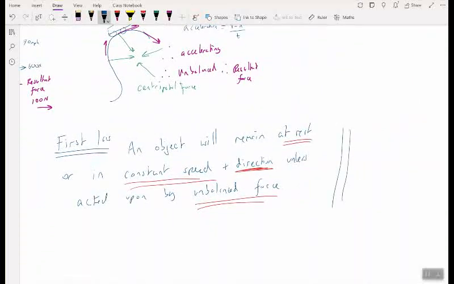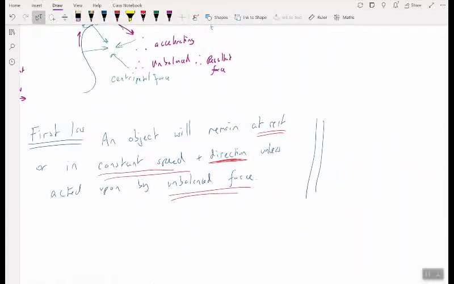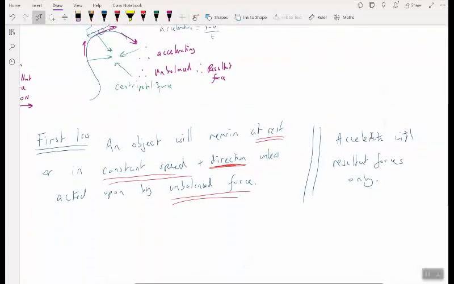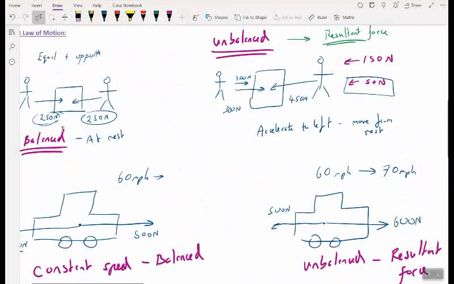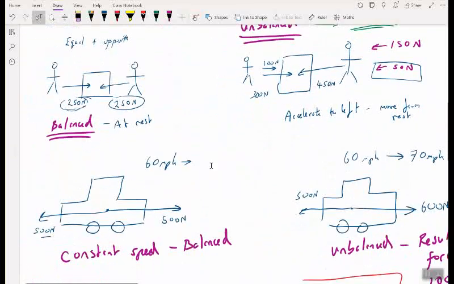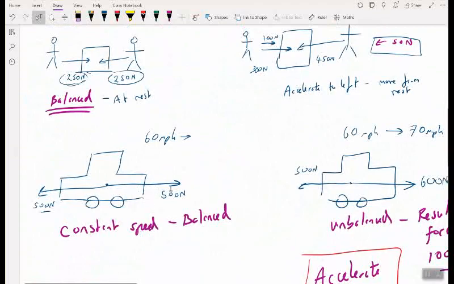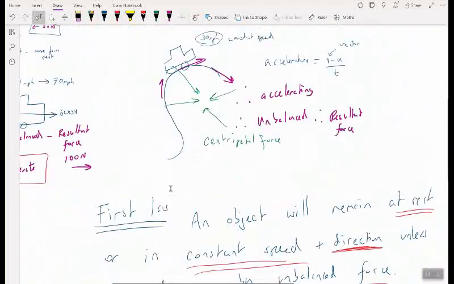Simple way of remembering this is literally that an object will only accelerate with resultant forces only. That's an easy way to remember it. As long as you know that acceleration is change in velocity, which means change in speed or direction, you know resultant force means unbalanced, and therefore you know that if it's stationary, it's not accelerating, therefore the forces are balanced. If it's just moved, it's accelerated, it's unbalanced. If it's a constant speed and direction, it's balanced. So that's a quick way of remembering Newton's first law.